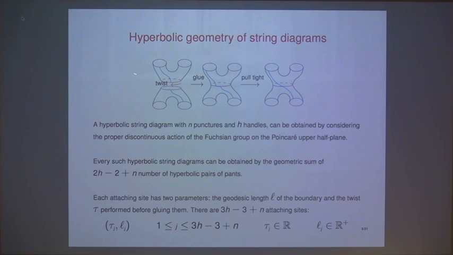What you do is you take a hyperbolic pair of pants and glue two hyperbolic pairs of pants by identifying the boundaries that have the same length. At the boundary, you have a geodesic having a specific length. And before you glue these two hyperbolic pairs of pants, you can do a twisting. That means at each attaching site, you have two real parameters. Since you have 3h minus 3 plus n attaching sites, you have 6h minus 6 plus 2n real parameters. And that's the dimension of the moduli space of the string diagram.